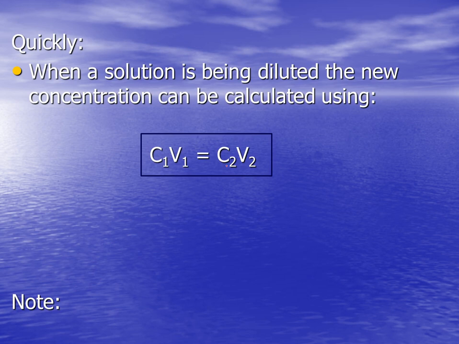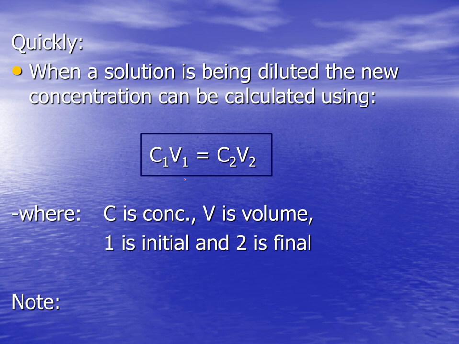And if the number of moles needed to make the new solution is coming from the old solution, the number of moles that go to the new solution will come from the old solution. C1 V1 equals C2 V2. We'll see how this works with an example here.